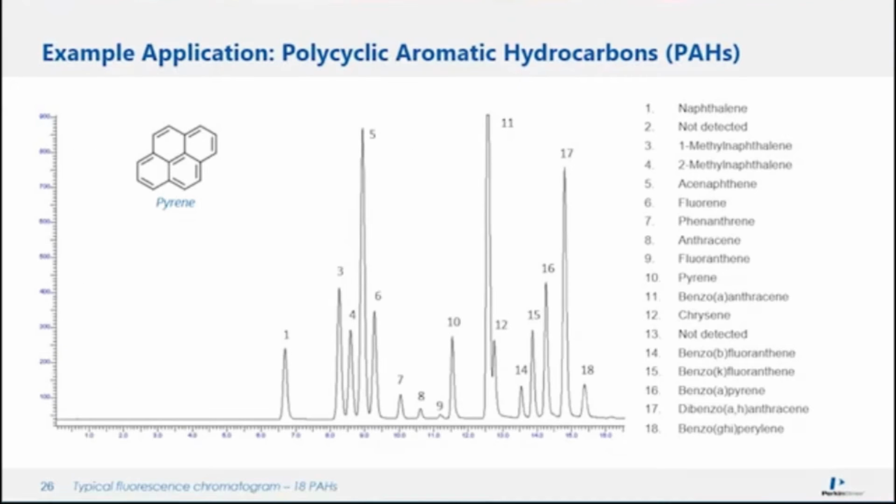Here's a chromatogram of fluorescence detection of some polycyclic aromatic hydrocarbons, or PAHs, that demonstrates the detection of conjugated planar structures like pyrene. Fluorescence detection in this case is used to achieve improved sensitivity over other detection modes, such as UV-Vis, which is also used in this particular type of analysis.